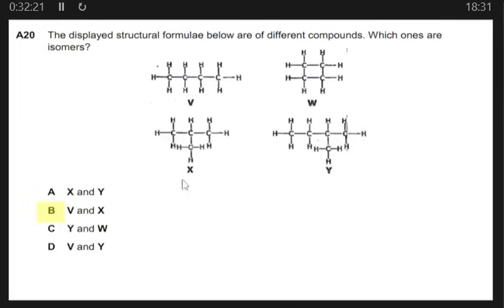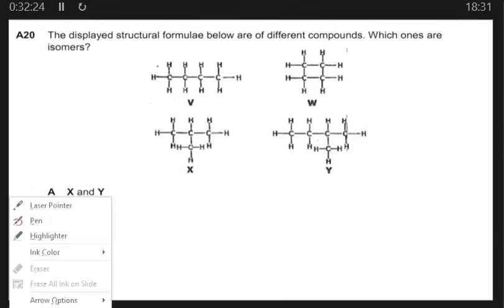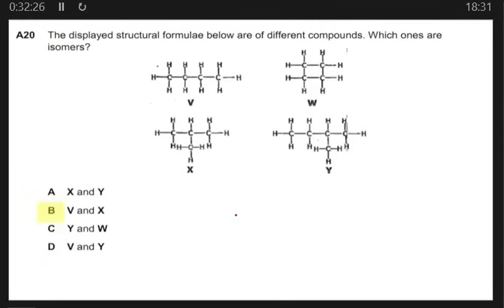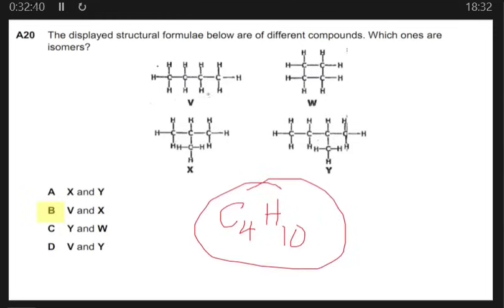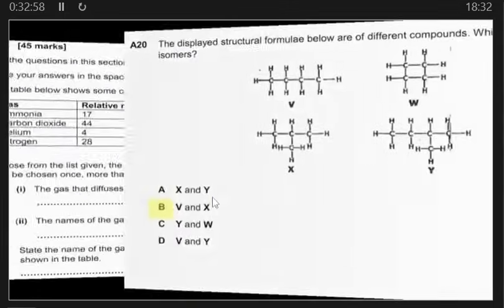That's why these will have the same molecular formula. So the number of carbon atoms will be 4. Then the number of hydrogen atoms will be 10. So this is called the molecular formula, which will cater for this one and this one, not this one. This one has 1, 2, 3, 4, 5, 6, 7, 8. Then this one has 1, 2, 3, 4, 5. So it will not match. So let's go to another question.